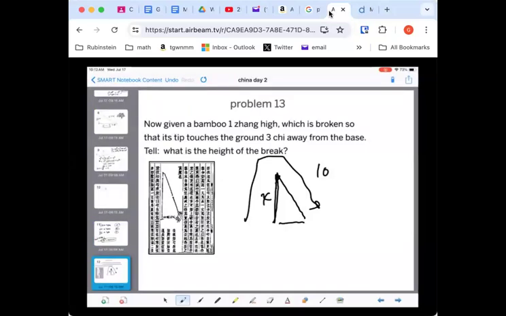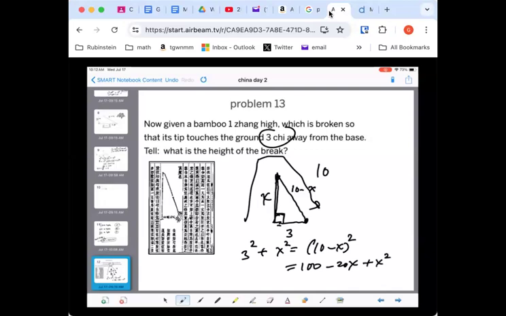So what we do is we call the hypotenuse 10 minus x. And then they tell us that the tip of the bamboo is 3 away from the base. So you can see now how similar this looks to the question we just did. A squared plus b squared equals c squared. Now that we've reviewed, this is 100 minus 10x minus 10x, which is minus 20x plus x squared, not minus, because it's negative x times negative x. That's 9 plus x squared.